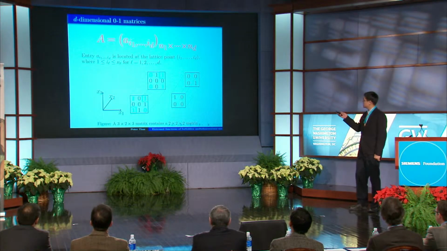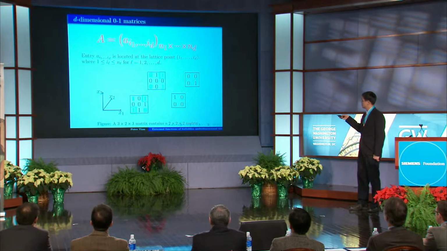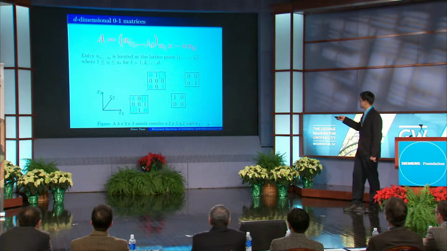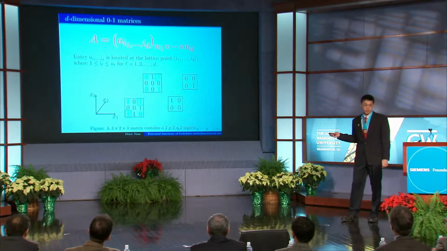So we use this standard notation here to denote a D-dimensional matrix A, where D is the number of sub-indices. And in general, we can view a two-dimensional 0-1 matrix as a rectangular table of entries, and we can view a D-dimensional 0-1 matrix as a D-dimensional rectangular box of lattice points, each labeled with a 0 or a 1. So in the picture, the three-dimensional matrix on the left contains the three-dimensional matrix on the right.